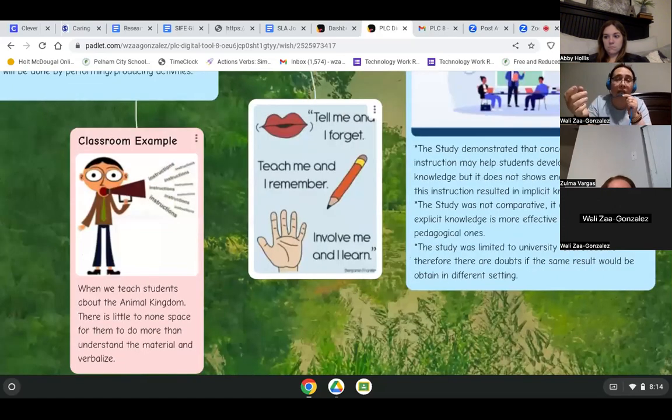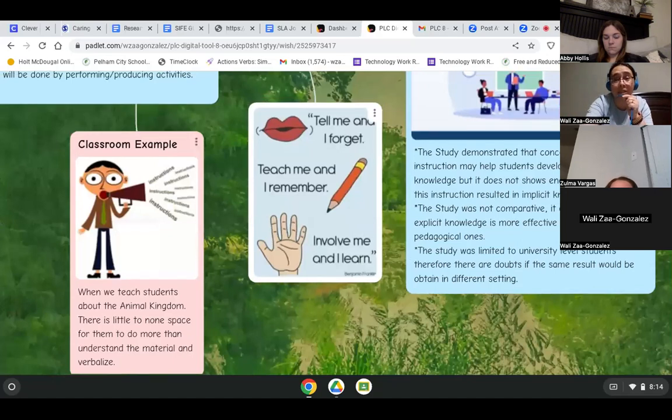A classroom example of that is when we teach students about animal kingdoms in a biology class, and all they can do is understand the concept and the material and verbalize it and memorize it, because that's pretty much it.